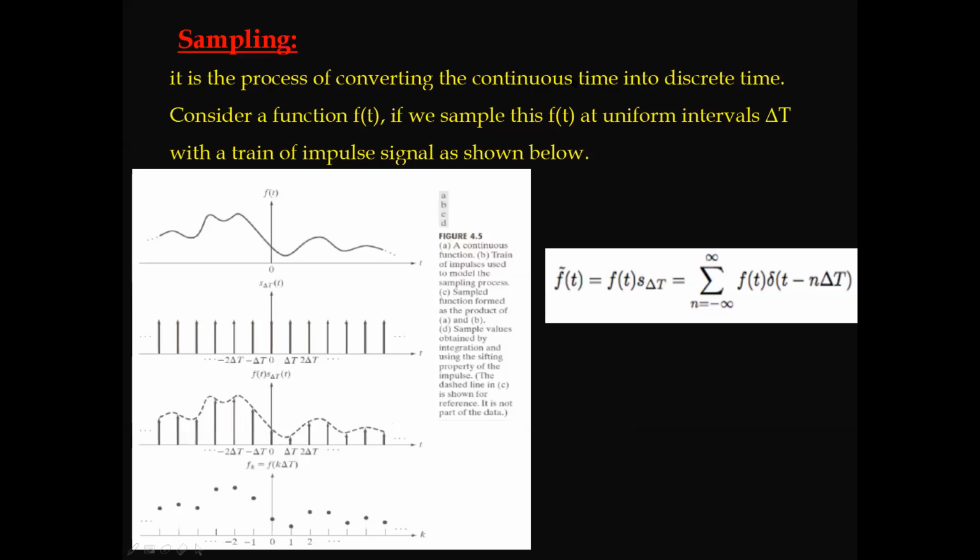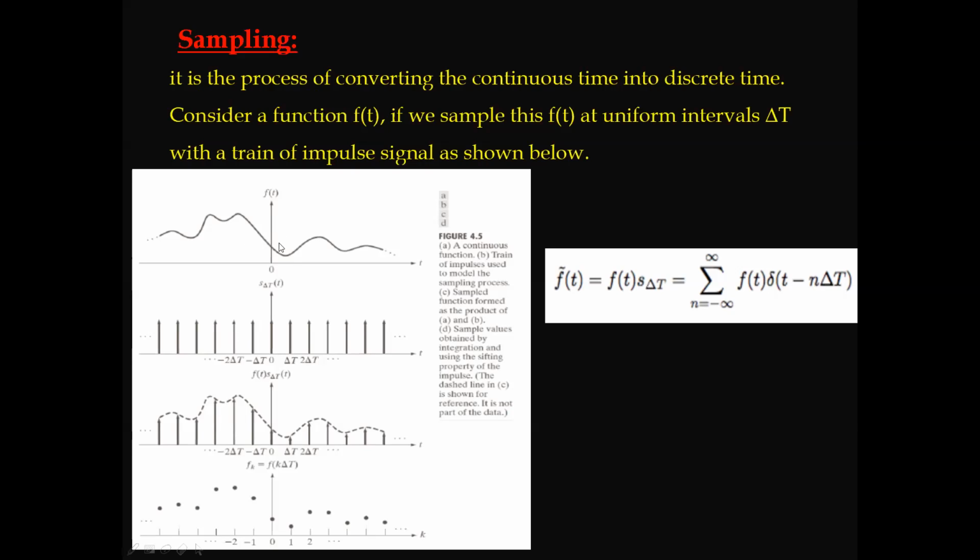Coming to the sampling. We know very well what sampling is. It is the process of converting a continuous time signal into a discrete time signal. Consider the function f of t. If we sample this f of t at a uniform interval delta t with a train of impulse signals as shown below, then the sampled signal is f bar of t, which is equal to f sampled at delta t, which is equal to the summation n equal to minus infinity of f of t into delta of t minus n delta t.